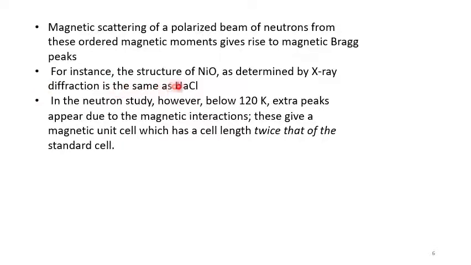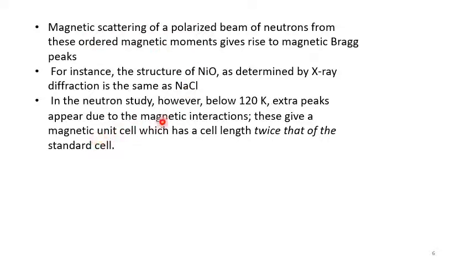For instance, the structure of nickel oxide as determined by X-ray diffraction is the same as sodium chloride. But when we take the neutron diffraction of nickel oxide, its structure will be different from sodium chloride. In neutron study, however, below 120 Kelvin, extra peaks appear. And these extra peaks are magnetic Bragg peaks. These extra peaks are due to magnetic scattering of the neutron.